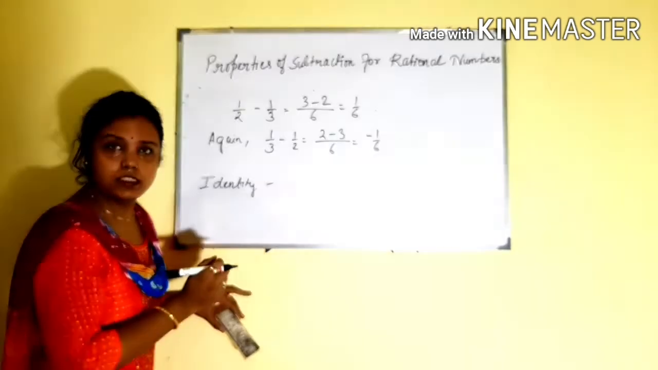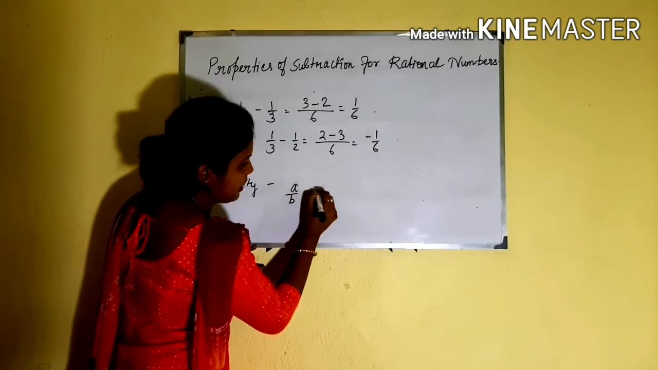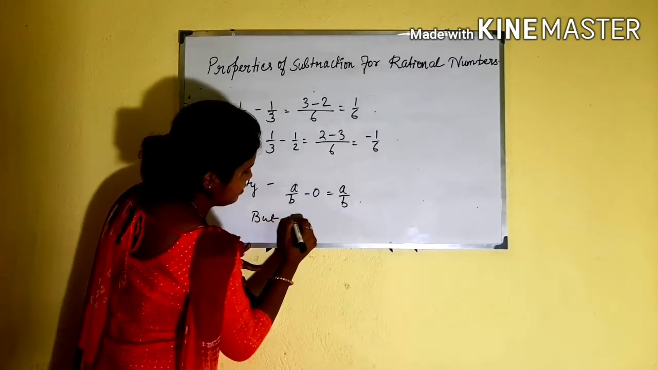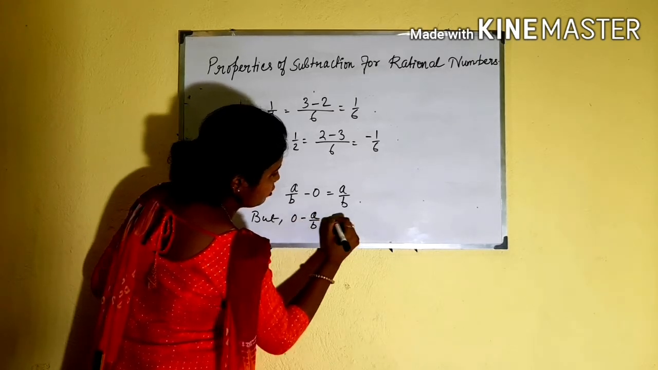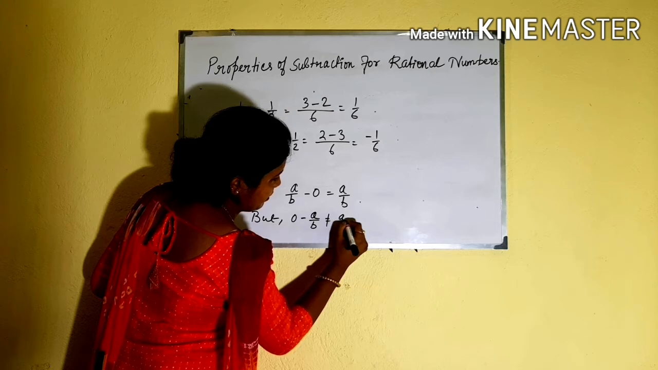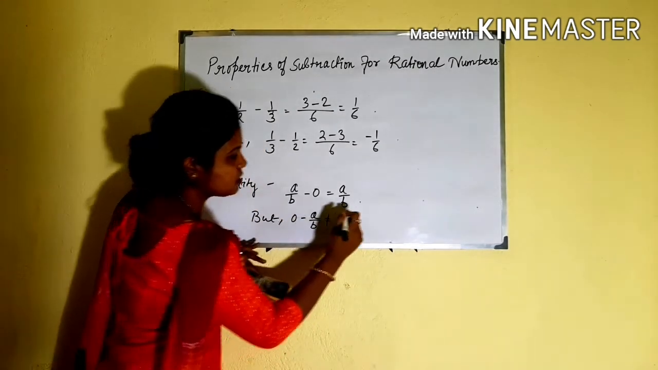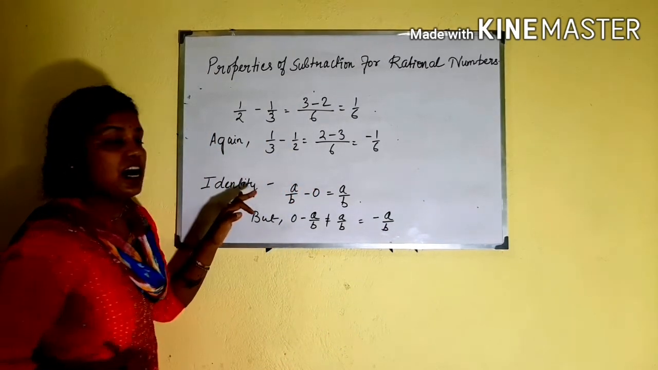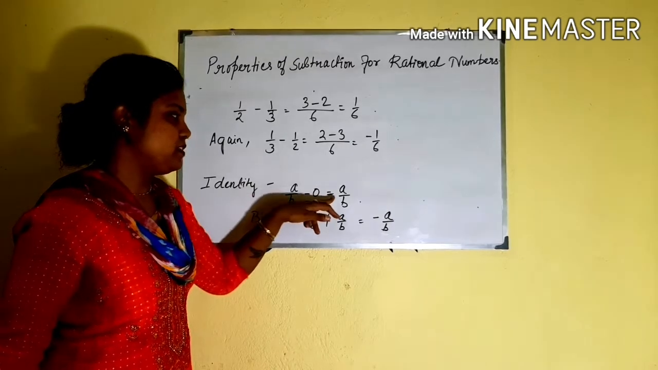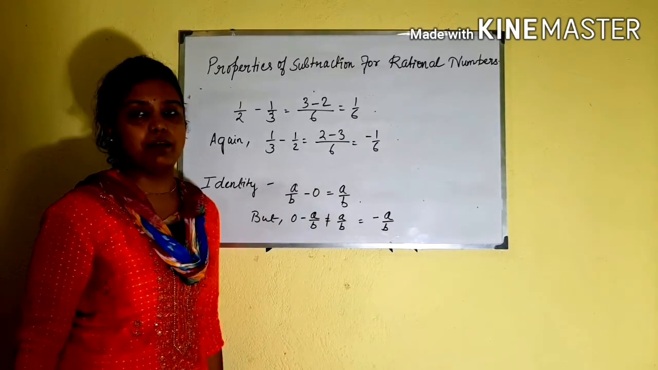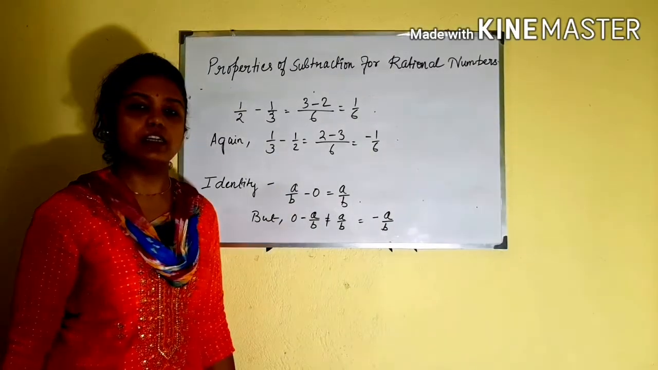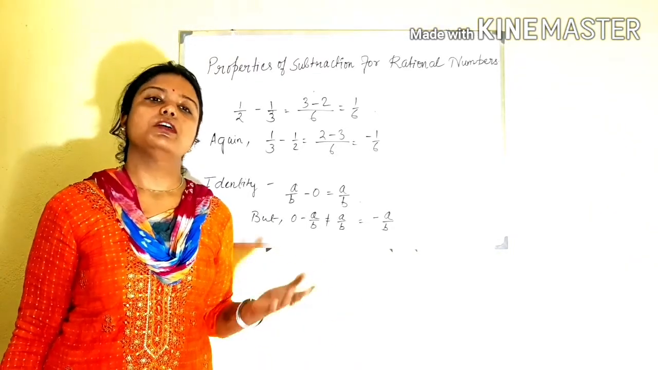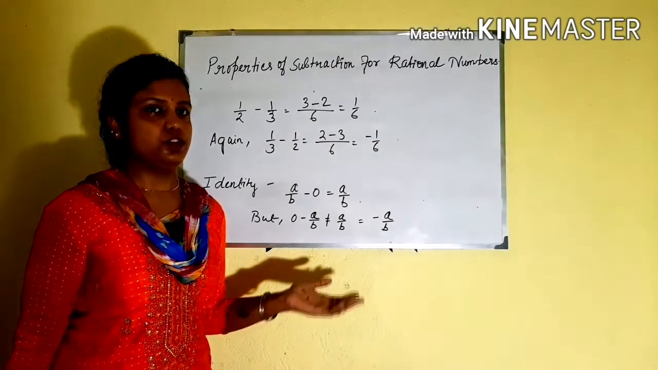Now, if you talk about identity, let's take a by b minus 0 will give you a by b, but 0 minus a by b will not be equal to a by b, right? What is the answer for this? The answer is minus a by b. So you can easily see that a by b minus 0 is not the same as 0 minus a by b. So the identity of subtraction does not exist. So these are the properties of addition and subtraction. We'll come to some examples from these two properties.